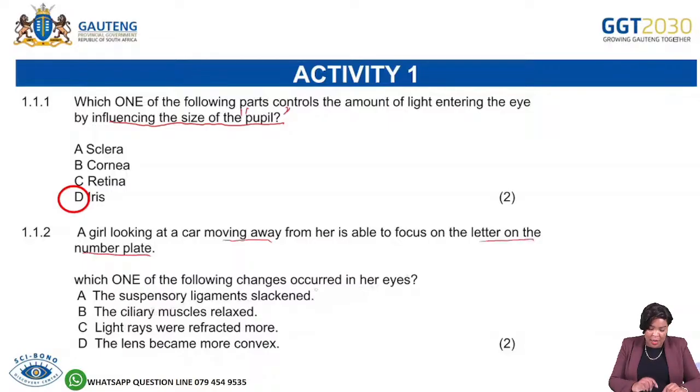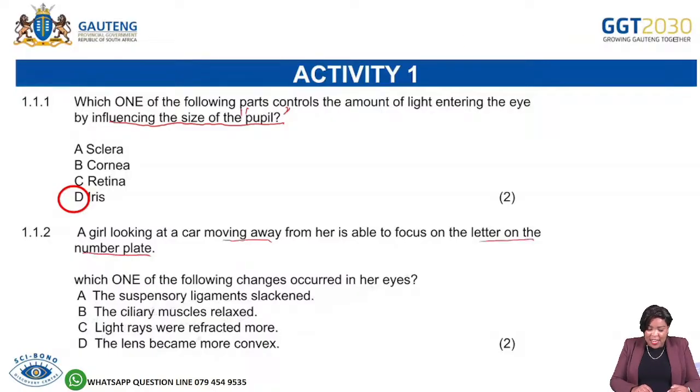You tell me. B, the ciliary muscles relaxed. Remember your parts. Where do you find the ciliary muscles? There, on the parts of the iris. So you say those ciliary muscles are doing what? They are relaxing. What will be the effect thereof? You think of that, you bring it to your answer.